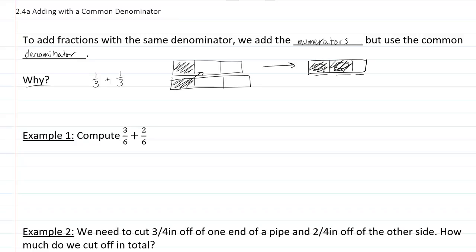So let's go through an example. Compute 3/6 plus 2/6. This is simple. We keep the common denominator, and we add 3 plus 2, and that's a 5. So the answer should be 5/6, not 5/12.